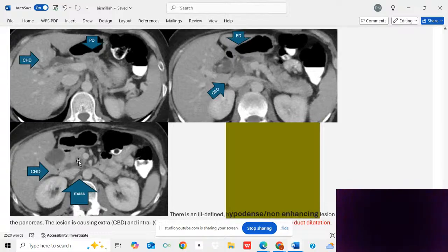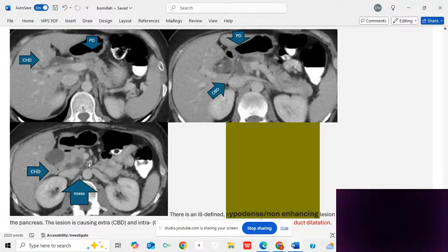A poorly enhancing lesion appears dark compared to the avidly arterial enhancing pancreatic tissue. So this lesion is an ill-defined hypodense non-enhancing lesion seen in the head and the uncinate process of the pancreas.